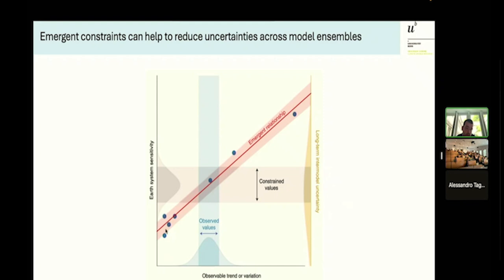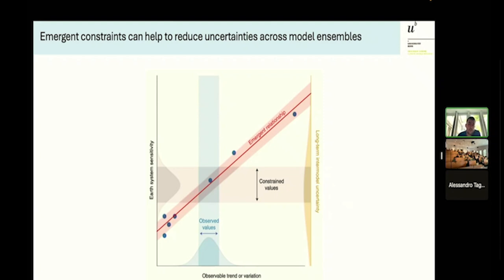So if you moved one model, if you changed this boundary condition for one model, we would expect it to move along this line. And if such a relationship exists among models, then we would assume that if all the models have the same relationship, the same sensitivity between an input and an output variable, we would expect the real world to be on this line as well.